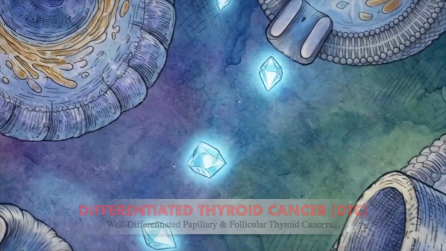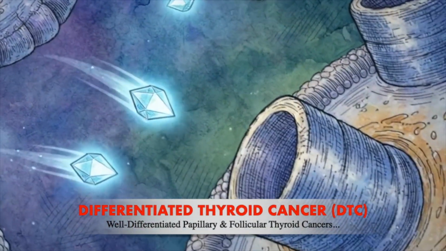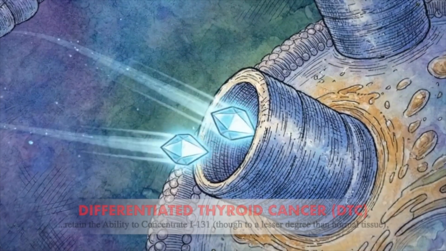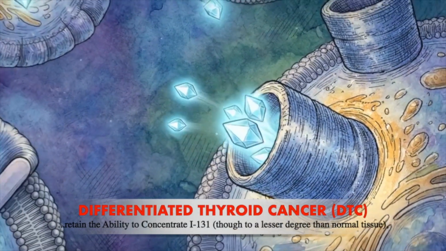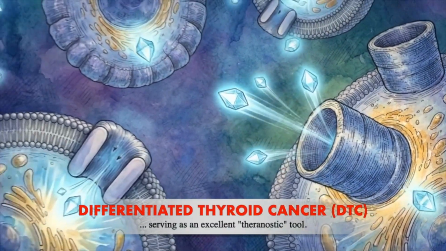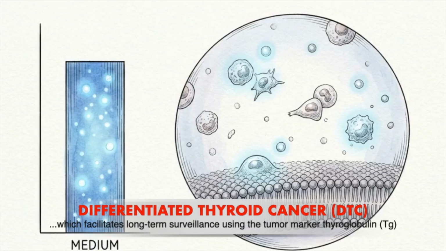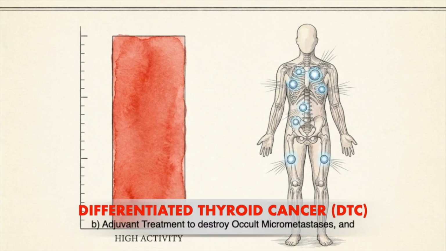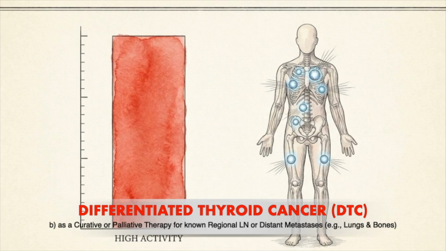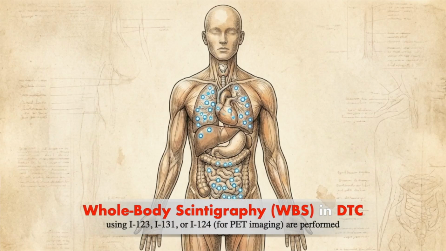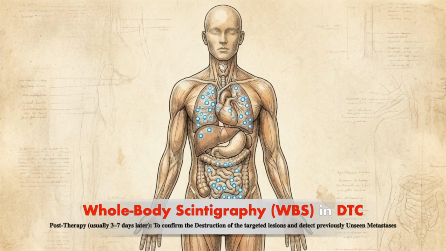Precision extends to differentiated thyroid cancer. Papillary and follicular cancers often retain the ability to concentrate iodine, providing a targeted pathway for treatment. Low activity is used for remnant ablation to facilitate monitoring of the tumor marker thyroglobulin. Higher activities are deployed as adjuvant treatments for metastases. Whole-body diagnostic scans are performed pre-therapy for staging and 3 to 7 days post-therapy to confirm the destruction of the targeted lesions.